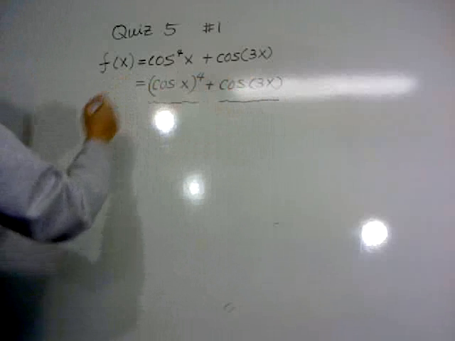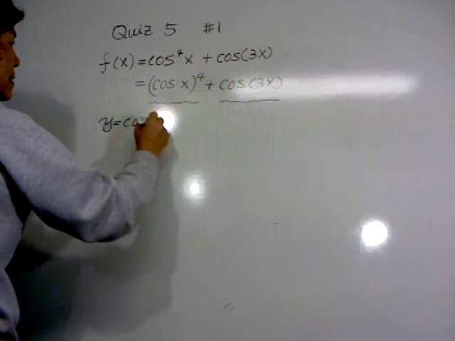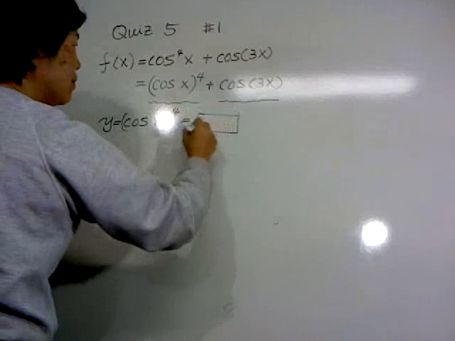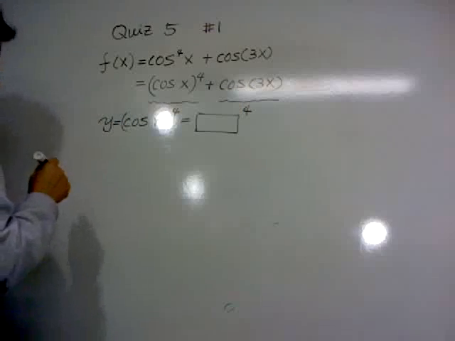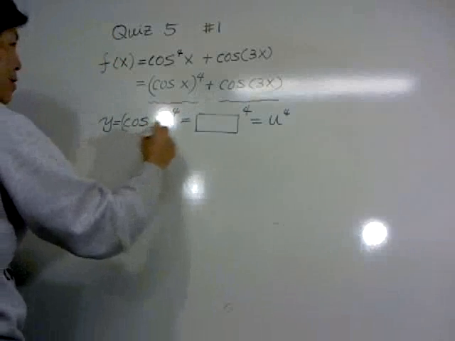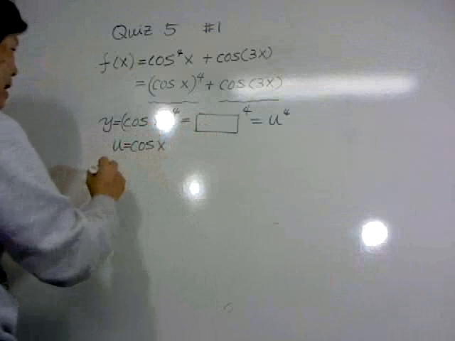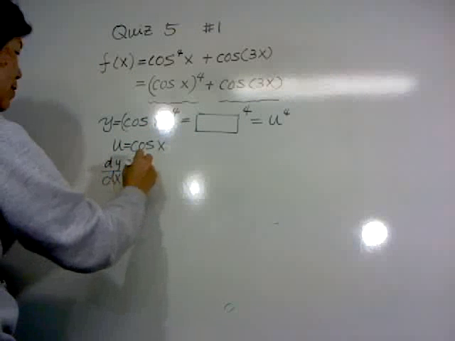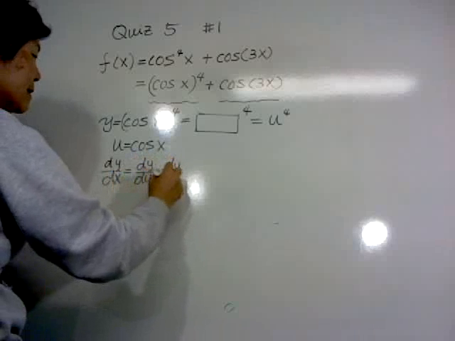So first part I'm going to put it this way. y equals cosine x to the fourth power. As you see, this is something to the fourth power. This fourth power is the outer function, and that is the main one. So can you say this is u to the fourth, and then u equals what? Of course, u equals cosine x. So when you make dy dx, it is going to be dy du times du dx.